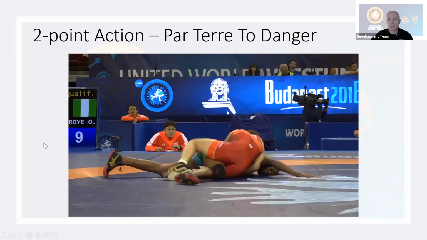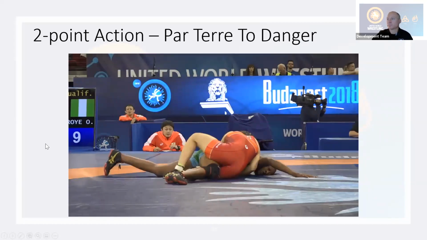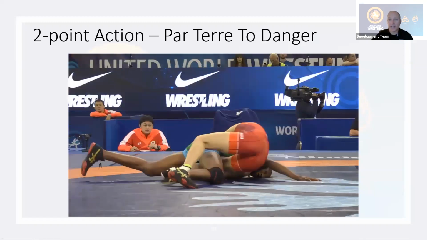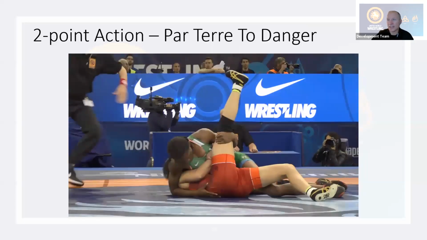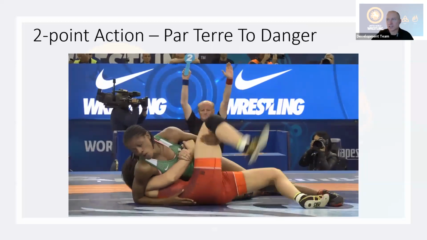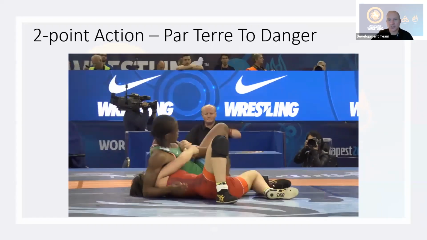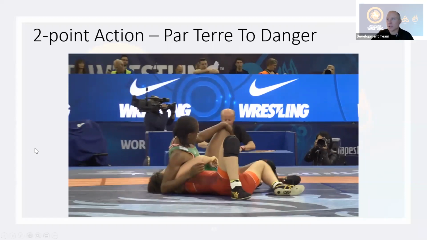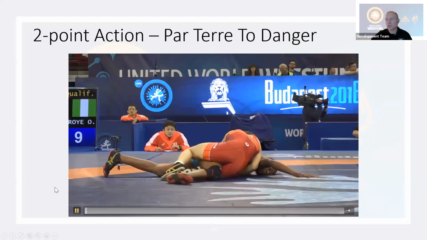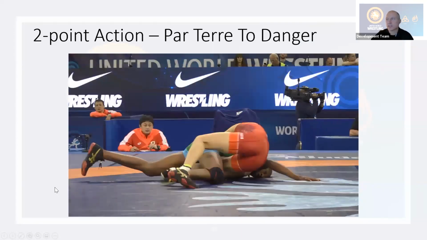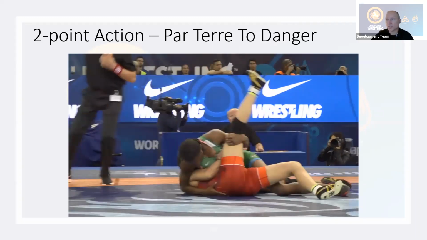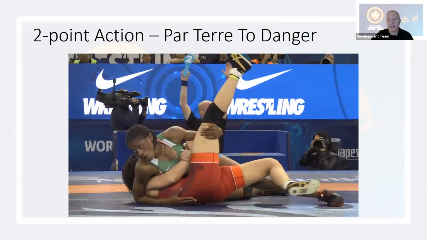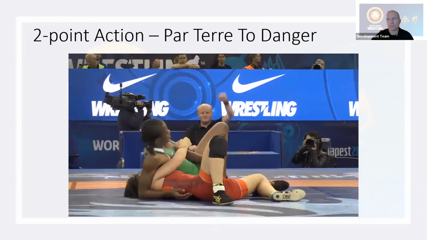Here's another action, 2 points from par terre. This happens to be a counterattack from par terre. So blue steps over, is able to hook that leg and hold red in the danger position. So in this case, she would score 2 points. So again, if we have a counterattack that occurs in par terre, that is going to also be 2 points. So danger position in par terre is 2 points. This action also resulted in a fall, and so blue is the winner.